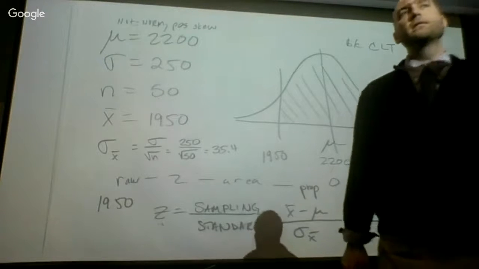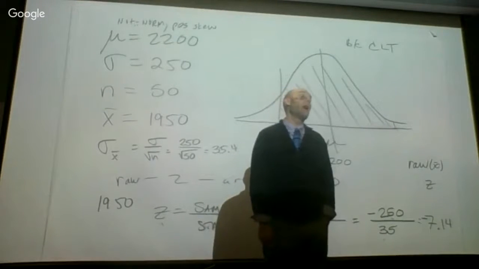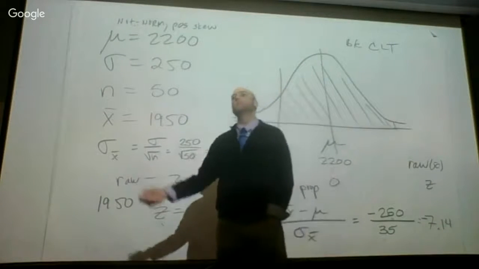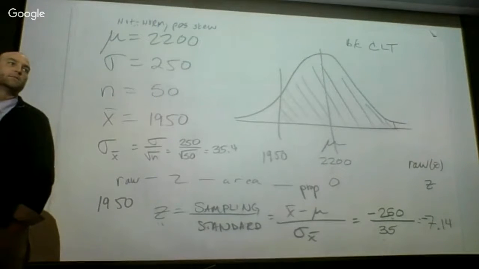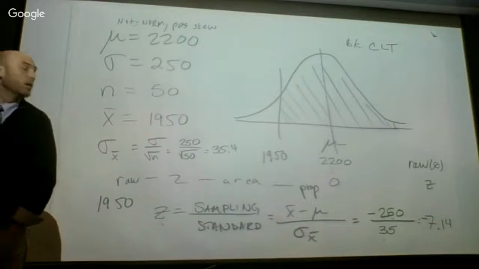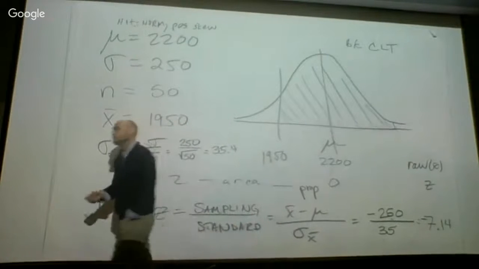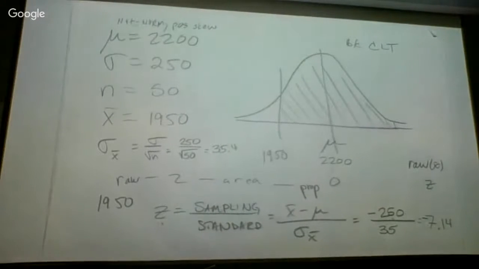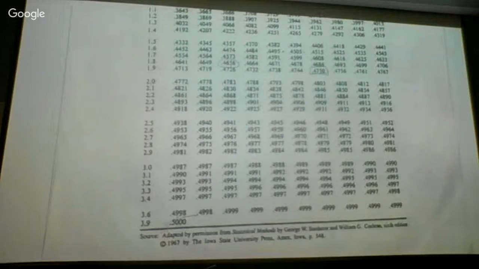50 is a pretty large sample size. I really expect if we find 50 apartments that their average is probably going to be somewhere around 2,200. If you take a sample of 50 things from a population, your sample mean should be close to your population mean. How close? Well, certainly a lot closer than 1950. With a z-score of -7, I don't even need to go to the table. If I go to the table, it only goes as far as 3.9 and tells me the area is 0.5.